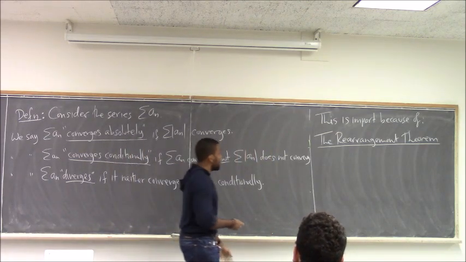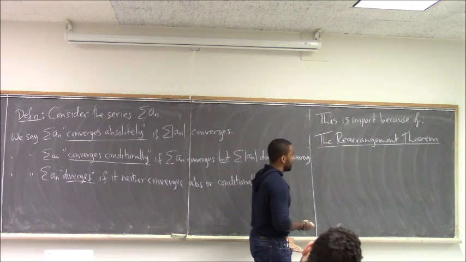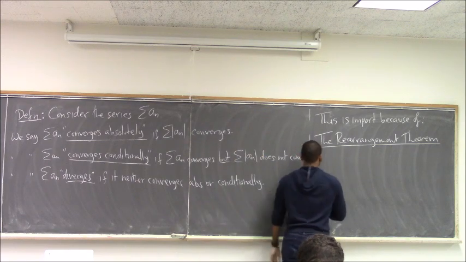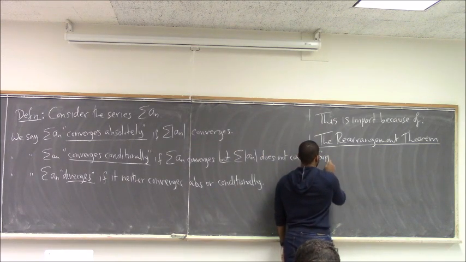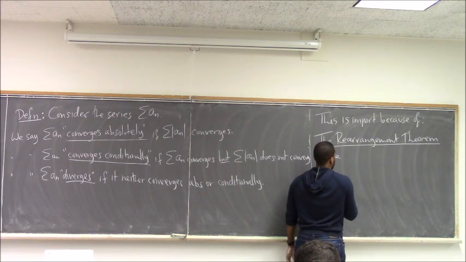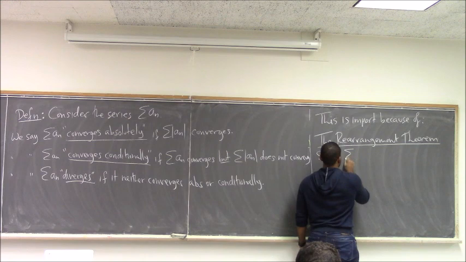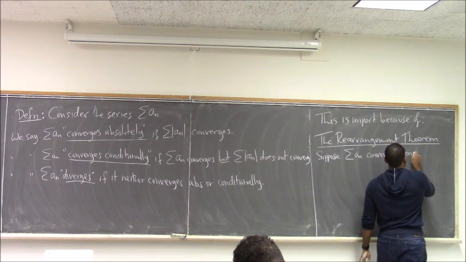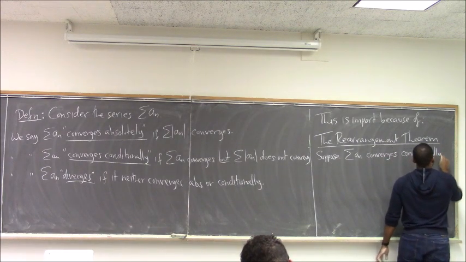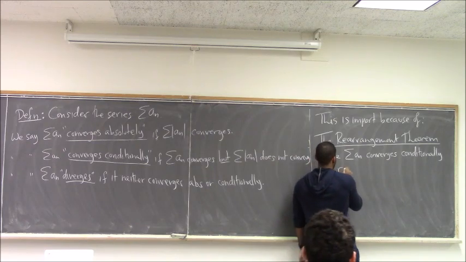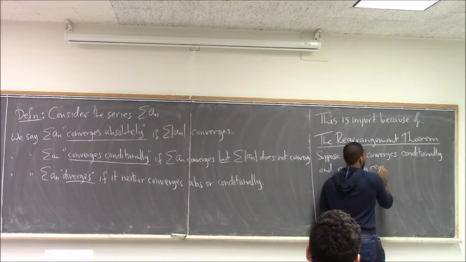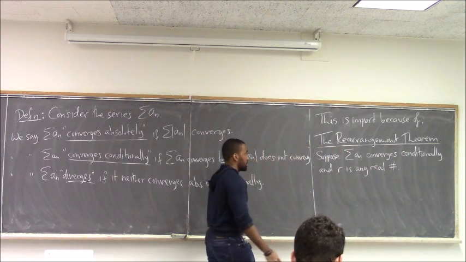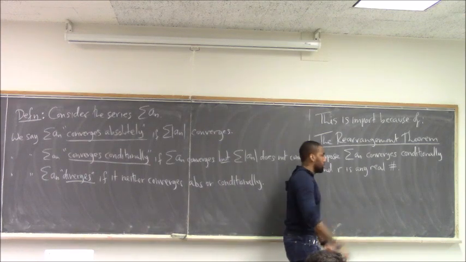And it was something that said something quite crazy. But here's what it said, the rearrangement theorem. And then I'm going to tell you why it's important for us to know about these two kinds of convergences. Suppose AN converges conditionally and R is any real number. Any one. Pick your favorite real number. Pi, e squared over 9, 17.5, 6, 7, 8, 2, 9, 2, whatever. Any real number.